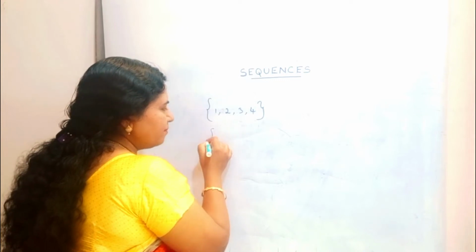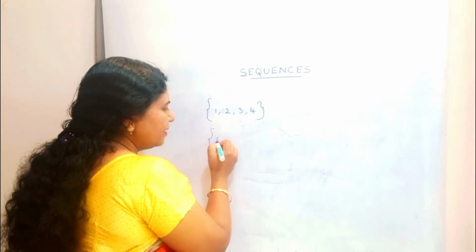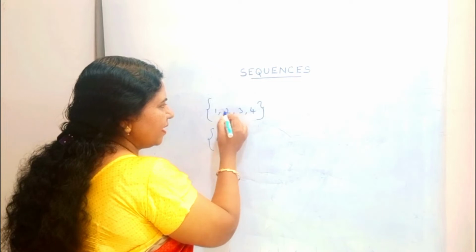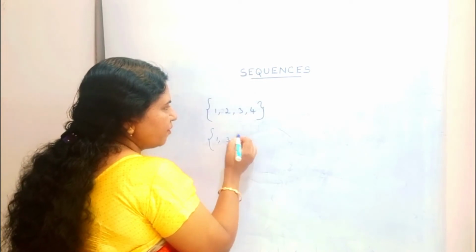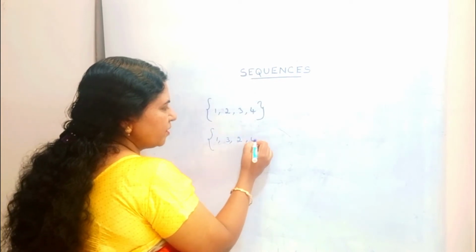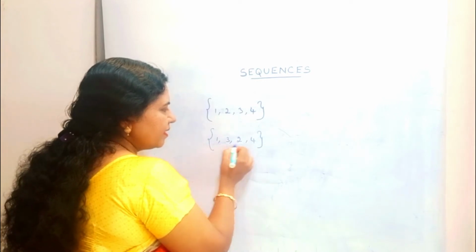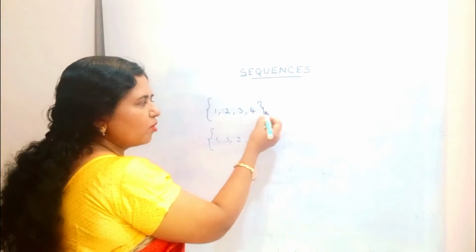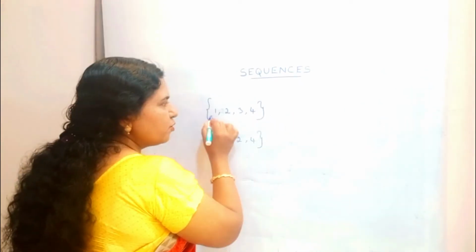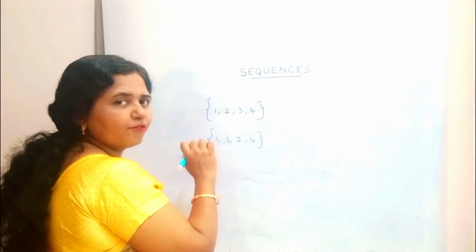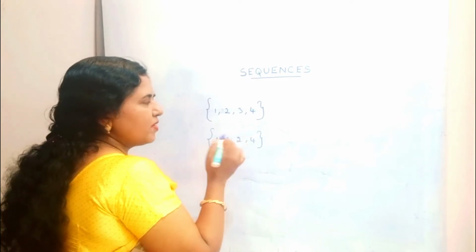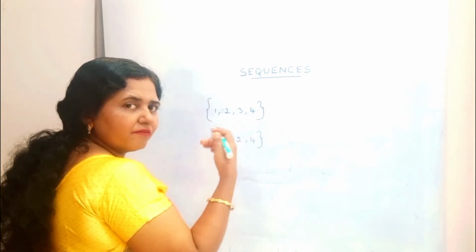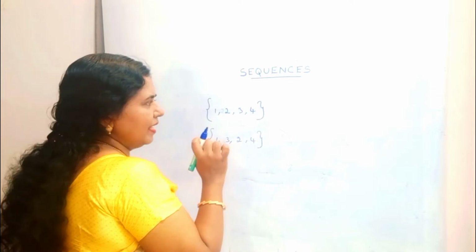Now if I change this, writing this 3 at the second position and this 2 at the third position, this sequence will not be the same as the earlier sequence. Both will be different. That means we should not change the order of the sequence. If we change the order, we will lose our original sequence.